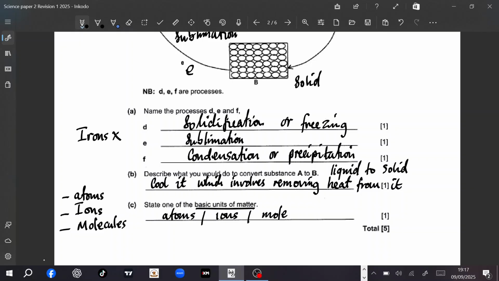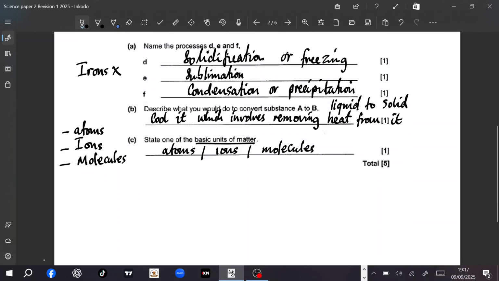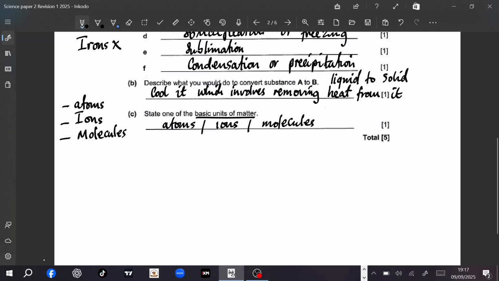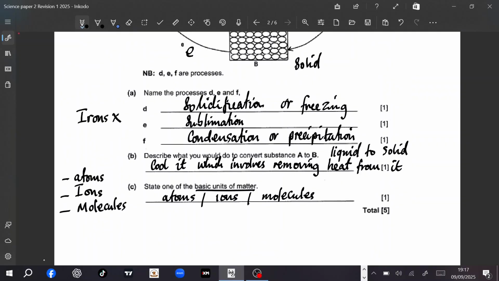But don't put all of them here. They just said state one. So whichever of these you put here becomes the correct answer. Okay? So let's move to the next question.